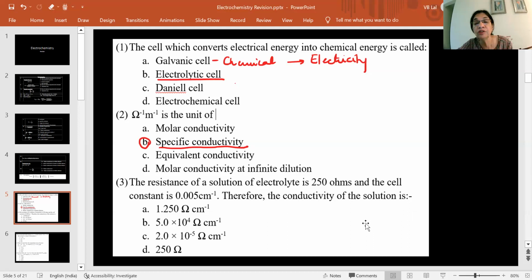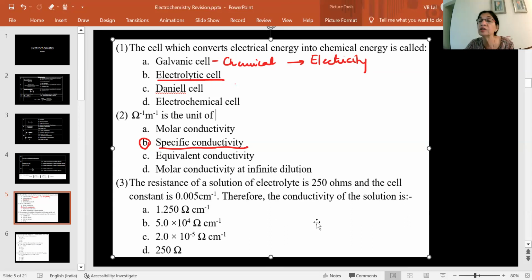Now, resistance of a solution is 150 ohms and the cell constant is given. So the conductivity of the solution is how much? Can you tell me? Who will find out this answer? Sanjay, can you tell me?